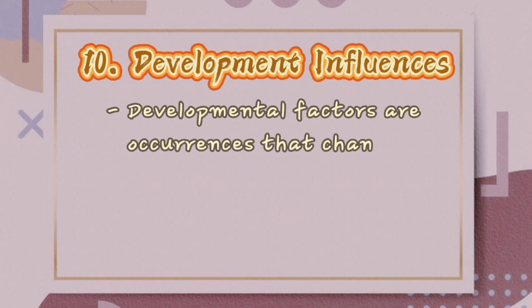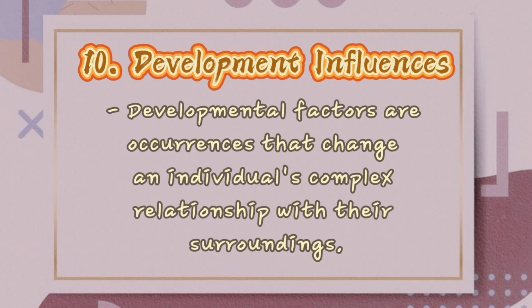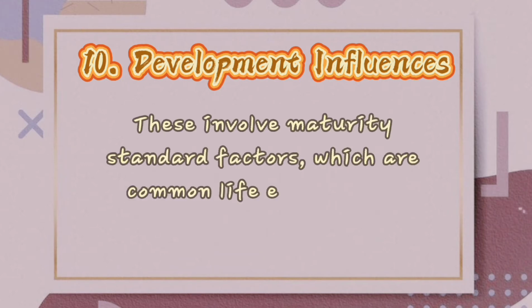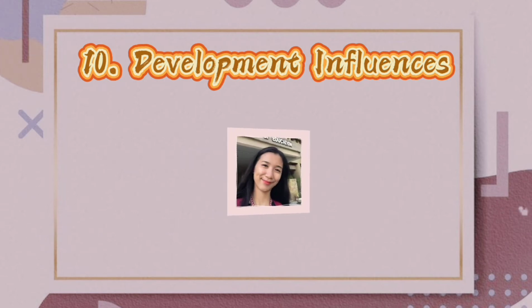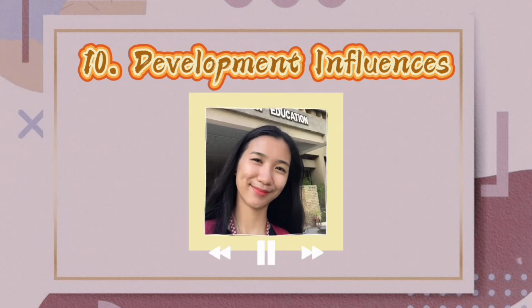First one is developmental influences. Developmental factors are occurrences that change an individual's complex relationship with their surroundings. These involve maturity standard factors, which are common life events that are based on chronological age. The child will face various possibilities as well as weaknesses in his learning as he grows.